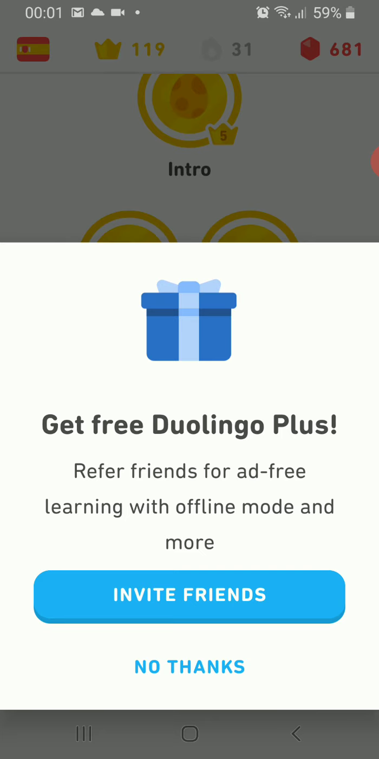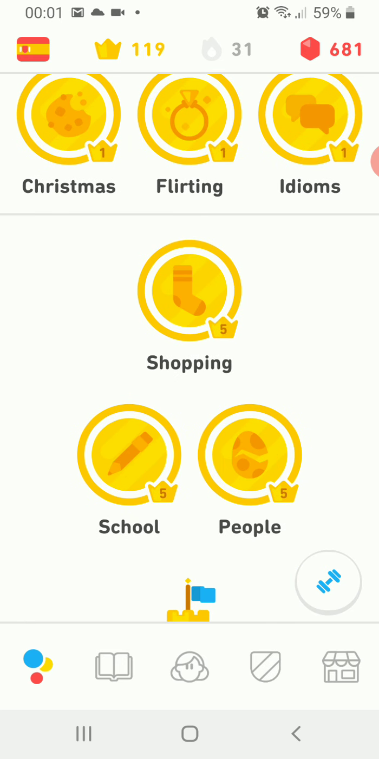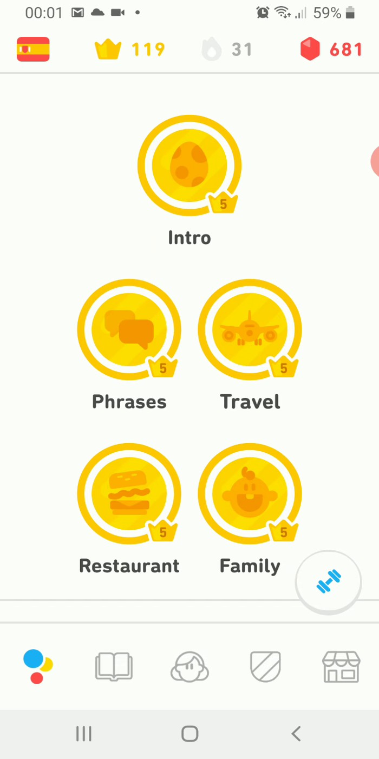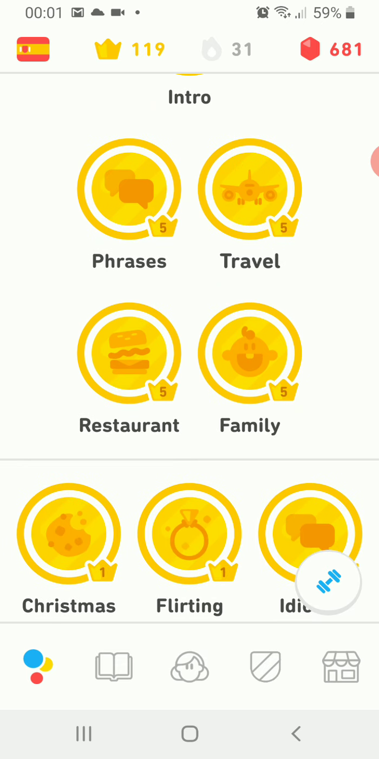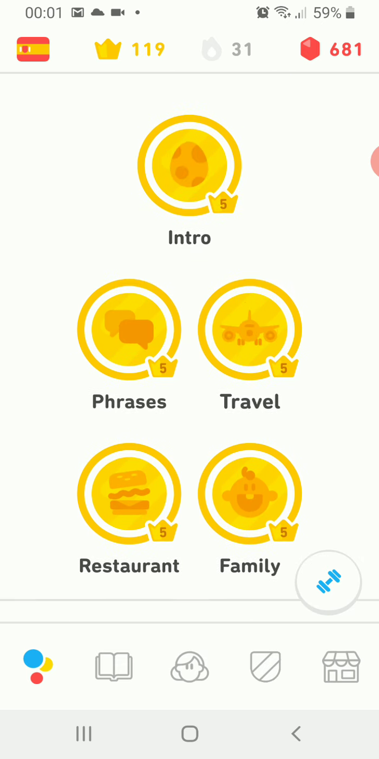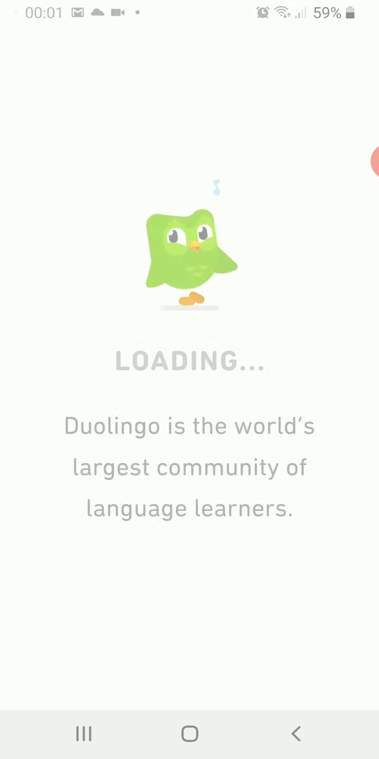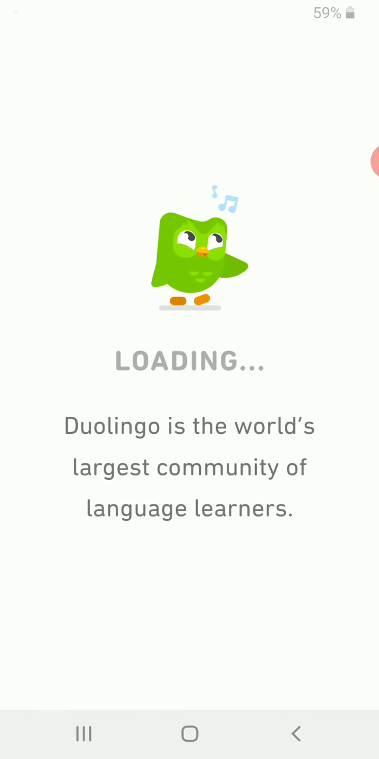Duolingo has a refer friends option. For now I am not doing this, but if I do one more lesson, probably I will have a 32 days streak. That's exactly what I'm going to do, and this is how I'm going to finish this lesson. Let's do the last exercise, and I'll get the crown as well today.